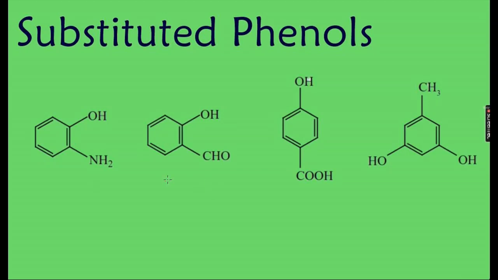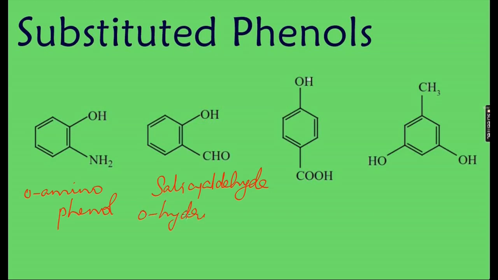Finally, we are going to learn about substituted phenols. The first one here is ortho-amino phenol. The common name for the second one is salicylaldehyde. There is another name also. To this carbonyl group, the hydroxy is attached in the ortho position, so ortho-hydroxy benzaldehyde.